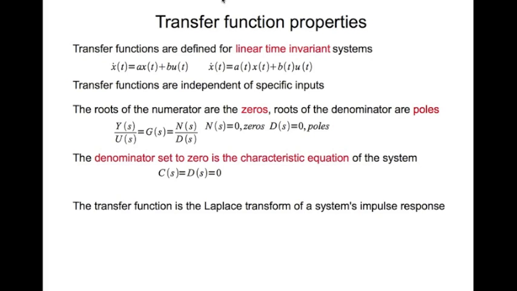The transfer function is the Laplace transform of a system's impulse response. What does that mean? Let's say your input is an impulse function, and we know that the Laplace transform of an impulse function is 1. So if we write an equation for Y of s as Y of s equal to G of s times U of s, and set now for impulse U of s equal to 1, therefore the output or the response is equal to the transfer function. So the transfer function is the Laplace transform of a system's impulse response.